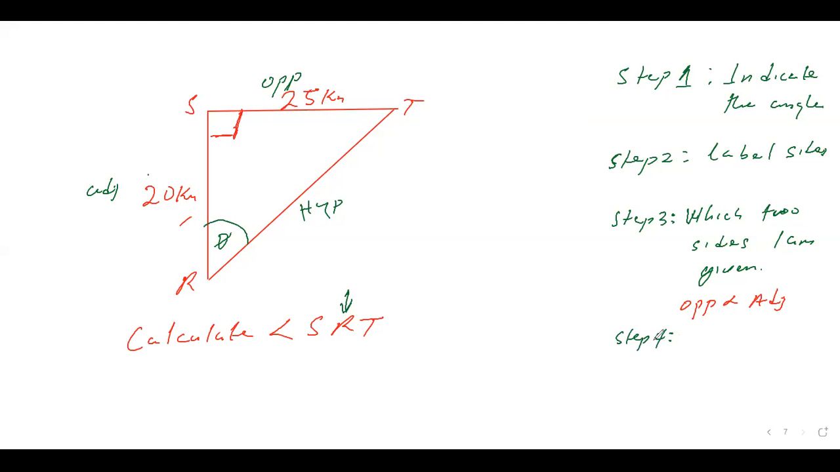Okay, so we choose the correct trig ratio, right? The correct trig ratio. So in this case, what is my correct trig ratio? Tan, right? So it would be tan theta is equal to opposite over adjacent, right? Then we rock and roll with that.